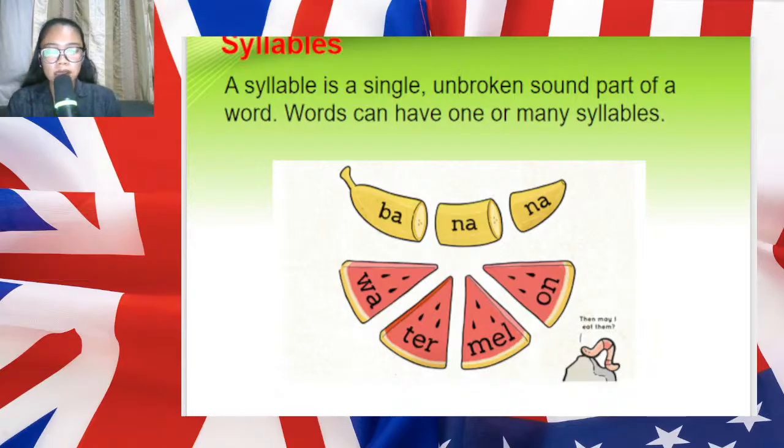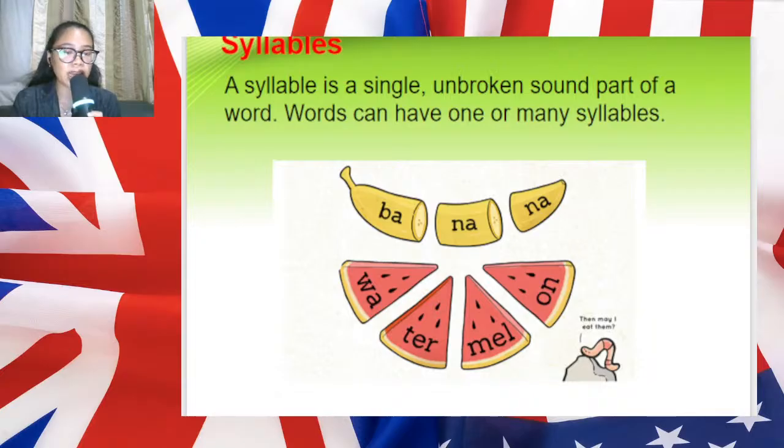Okay, before we continue practicing word stress, let's pause for a quick but important review. We understand this already, but just a quick recap. What exactly is a syllable? A syllable is a single unbroken sound part of a word. Words can have one or many syllables. So a syllable is simply a single unit of sound in a word. You can think of it like a beat or chunk of sound that forms the rhythm of the word. Every time your jaw drops or your voice pulses, that's usually a syllable.